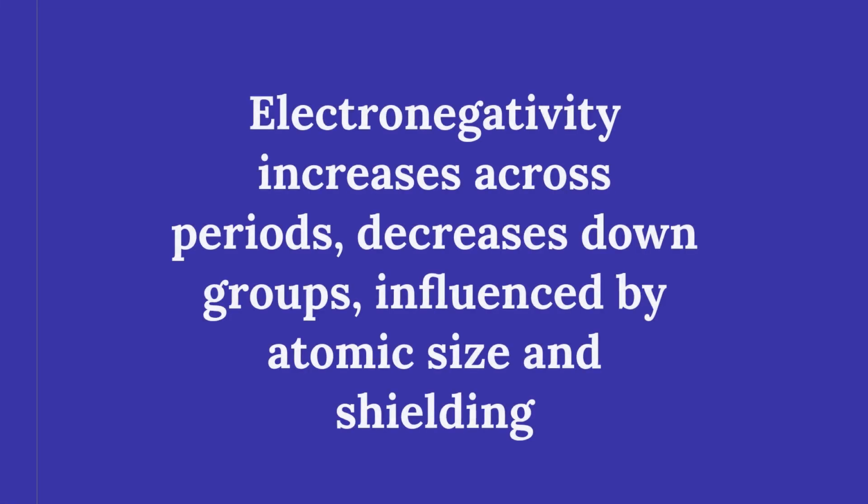Electronegativity increases across a period. Atoms attract electrons more strongly. Down a group, electronegativity decreases. Increased atomic size and shielding weaken attraction. Atoms attract electrons more across periods.